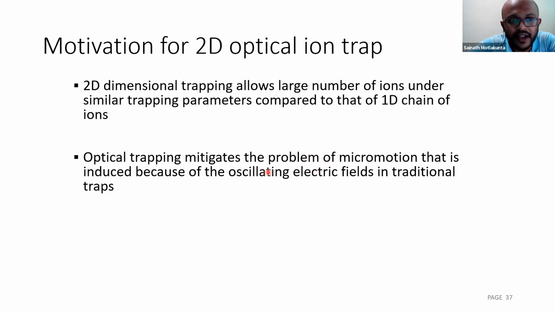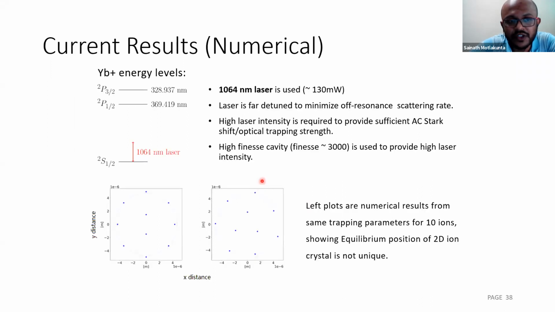Yeah, almost done. The motivation is that with 2D traps we can trap a large number of ions in a small space, similar to a 1D chain, and optical trapping also mitigates the major problem of micromotion that we usually see in traditional radio frequency traps. So these are some of the numerical results that we have here.